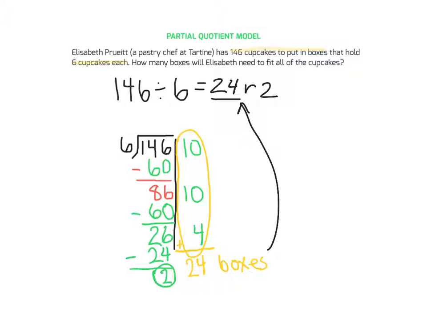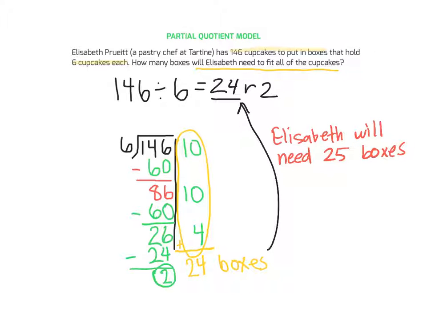But if I'm really answering the word problem here, Elizabeth needs all of the cupcakes in boxes. So my answer to the word problem would be a little bit different than my answer to the equation. My answer to the word problem might look something like this. Elizabeth will need 25 boxes. So one more than the 24 that we found over here to fit these extra 2. So Elizabeth will need 25 boxes to fit all 146 cupcakes. And that's it.